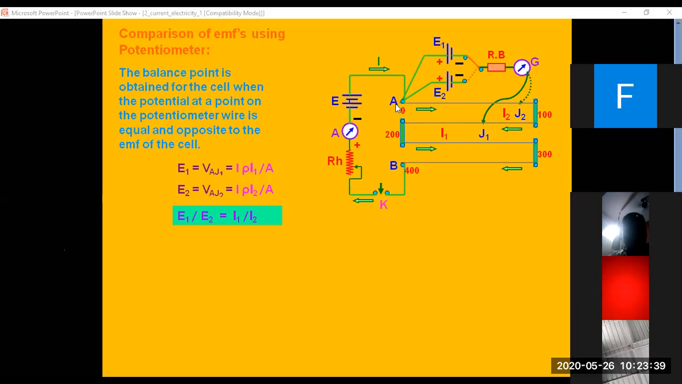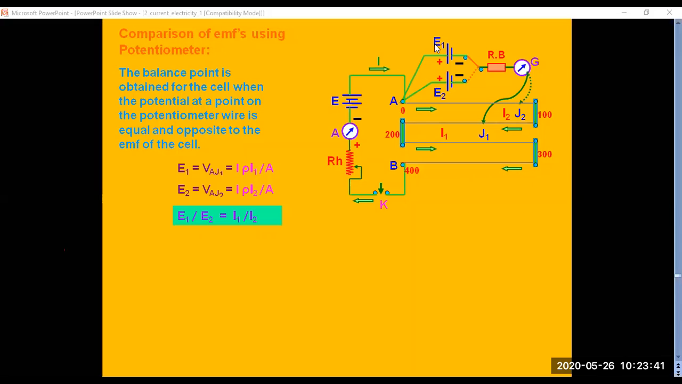For the point A, two cells we will connect. One can be a dry cell, the red color cell that we use. You can take another cell like a Leclanche cell or any other cell that we can compare to study. Or it can be an ordinary battery or the common cell we use in the experiments.